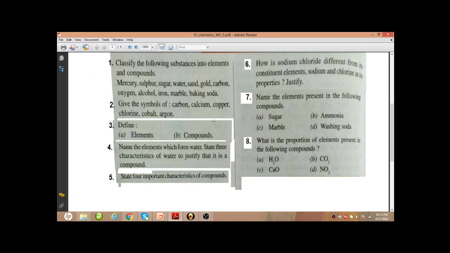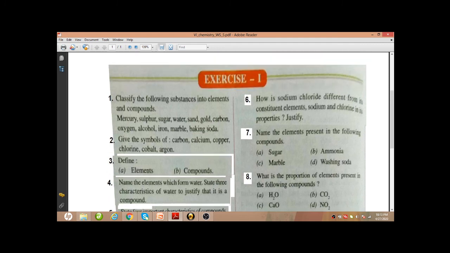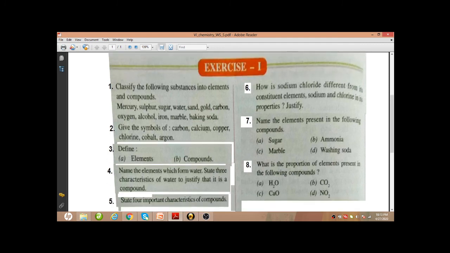This worksheet was given in our last class. So what is the first question? Classify the following substances. Here I want to tell you something. If you don't have pen and paper with you, pause the video and bring those.